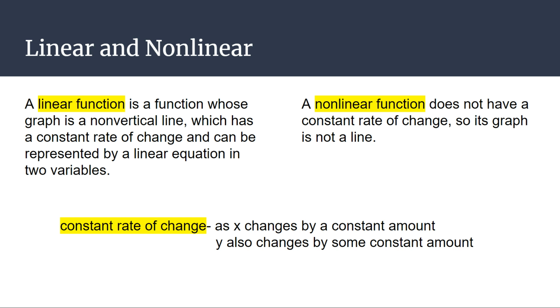A nonlinear function does not have a constant rate of change, so its graph is not a straight line. Okay, so linear, graph is a straight line, nonlinear, not a line. Constant rate of change, which is how we get slope. But slope is derived from the idea that as the x changes by a constant amount, the y also changes by some constant amount. So x and y both increase constantly, and we get this constant rate of change, which is the slope of the line.